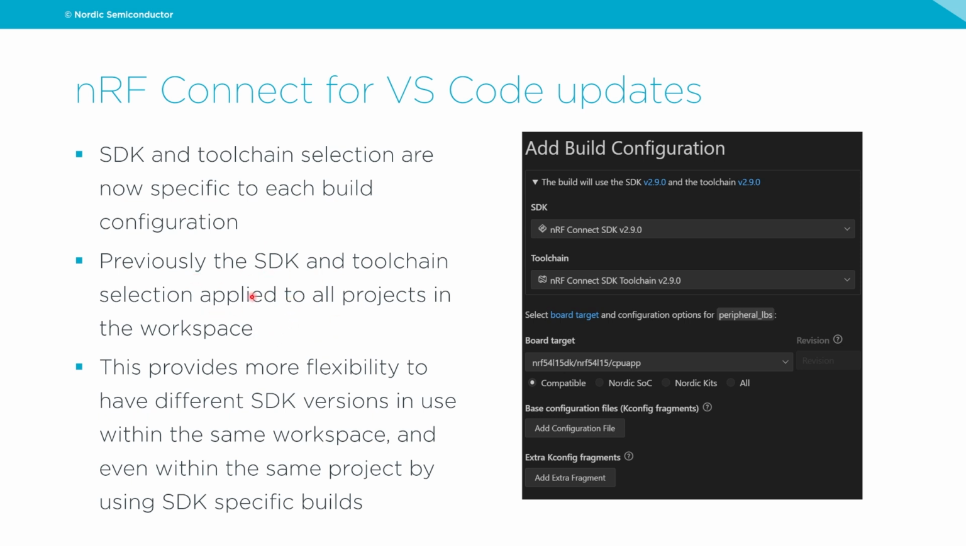So if you had a VS Code workspace and you had, say, 5 projects in there, the SDK and the toolchain selection would be sort of a global selection. Once you would go and change that, all of your projects would build against that SDK and toolchain. Now you can do that on a build specific configuration. So if you have 5 projects, each project and each build under each project can have its own SDK and toolchain selection. Even the same project with multiple builds can have a different SDK selection there.